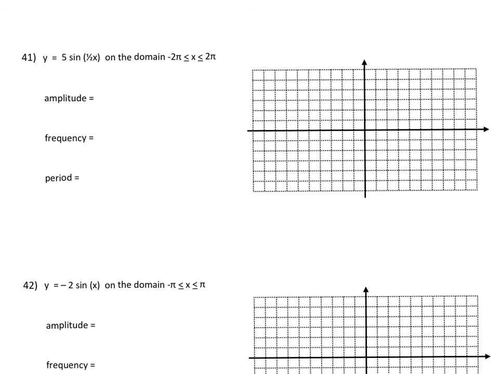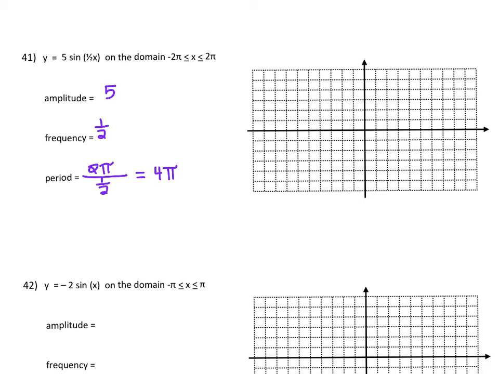Okay, so in number 41, our amplitude is 5, and our frequency is 1/2. And since the period is 2 pi divided by the frequency, okay, we all know at this point, right, that is equal to 4 pi.